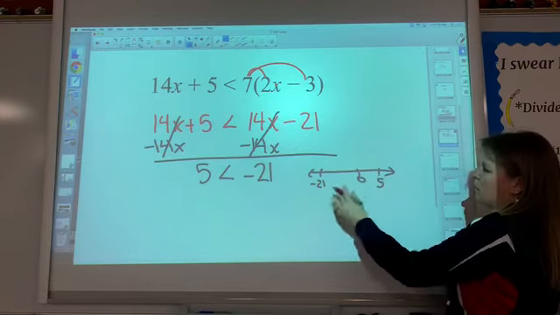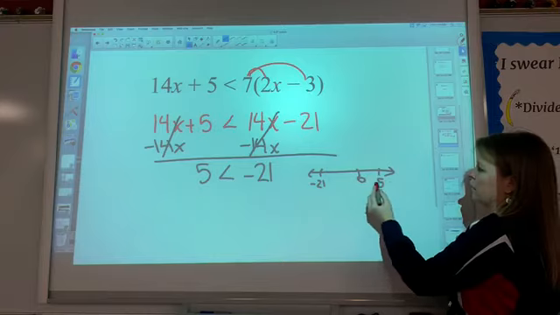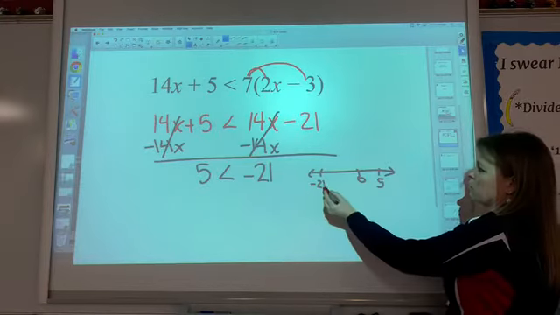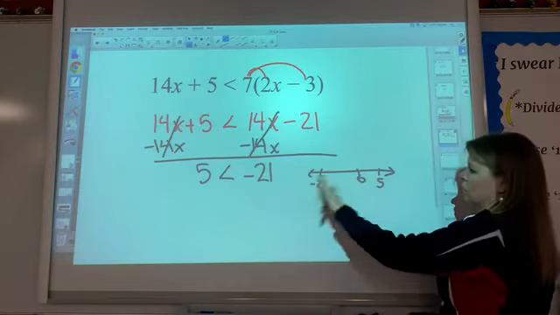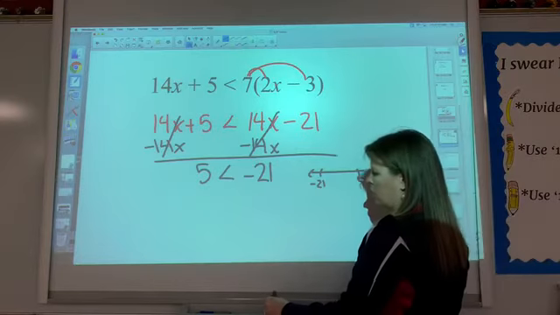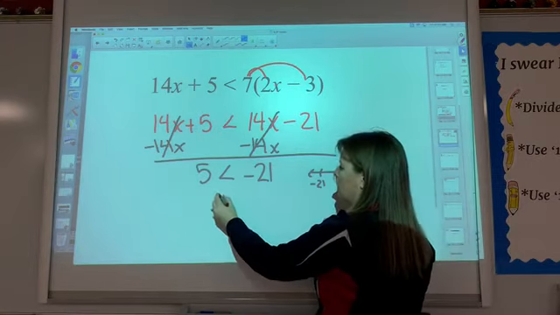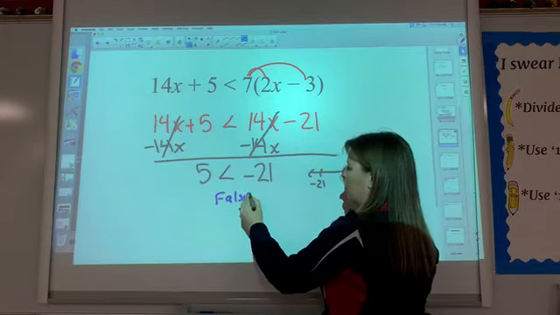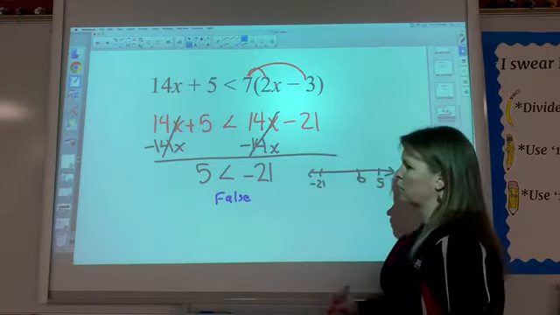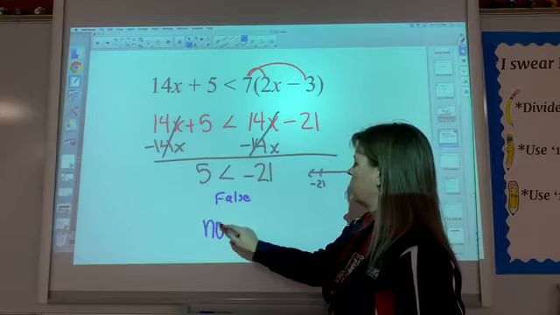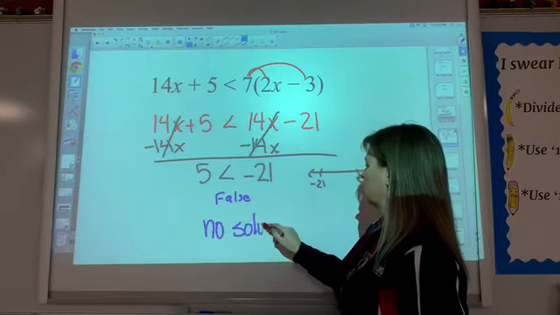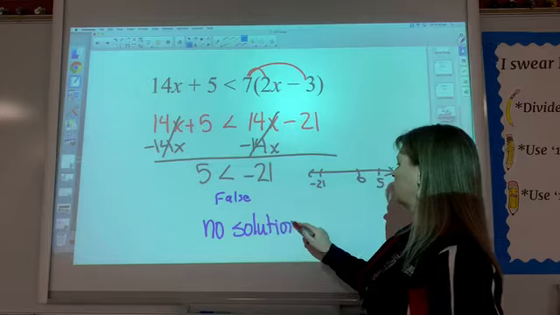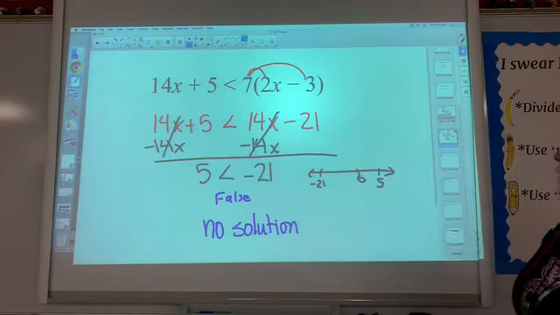You don't have to write this down in your notes, but if you need a visual of it, it's telling me that 5 is smaller than negative 21. That's not true. Negative 21 goes that way. So this is a false statement. 5 is not smaller than negative 21. So we're going to go with no solution. There is not a single number that you could plug in for x that would make that statement true.